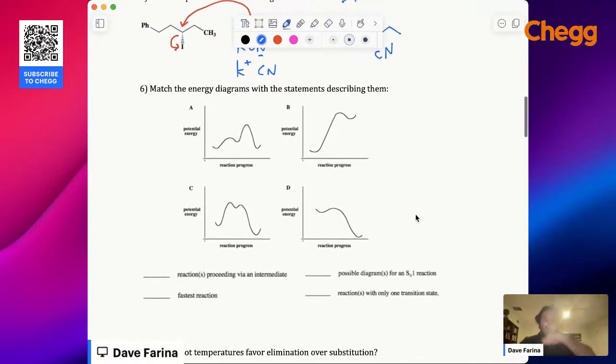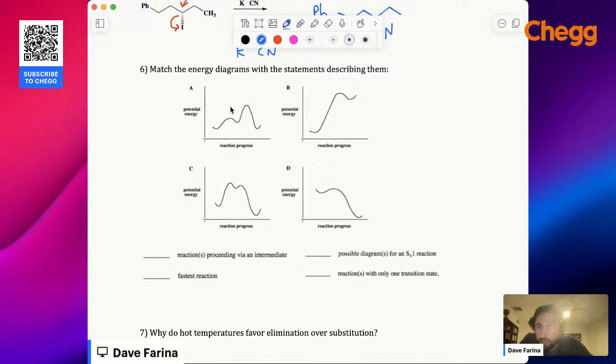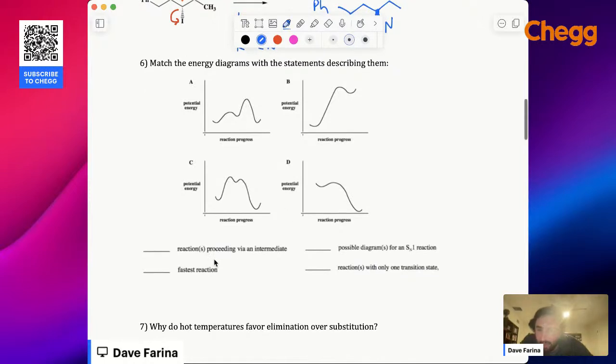All right. So we had some talk about mechanisms and stability. Match the energy diagrams with the statements describing them. These are representing some mechanisms, some pathways. First, we want to know about reactions proceeding via an intermediate.